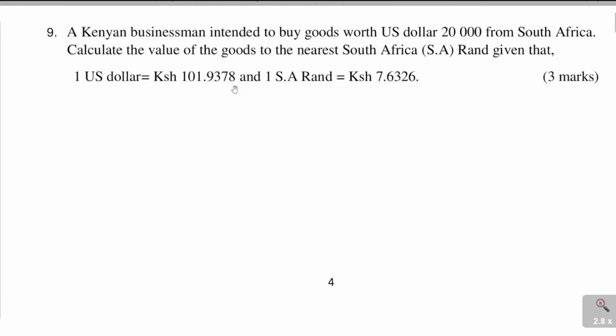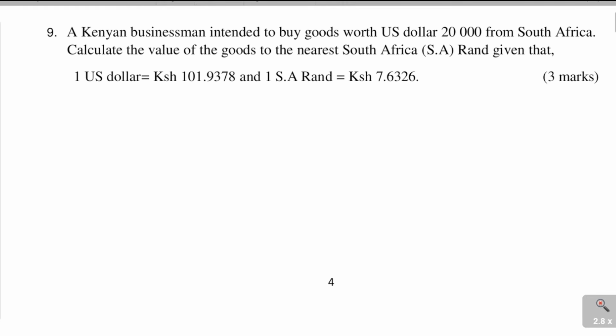Question 9. A Kenyan businessman intended to buy goods worth $20,000 from South Africa. Calculate the value of the goods to the nearest South African rand, given that $1 is equivalent to 101.9378 Kenya shillings. 1 South African rand is equivalent to 7.6326 Kenya shillings. 3 marks.